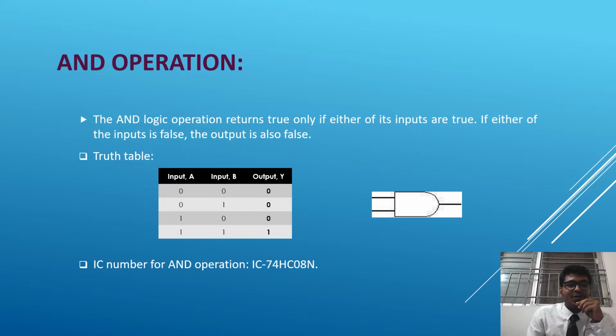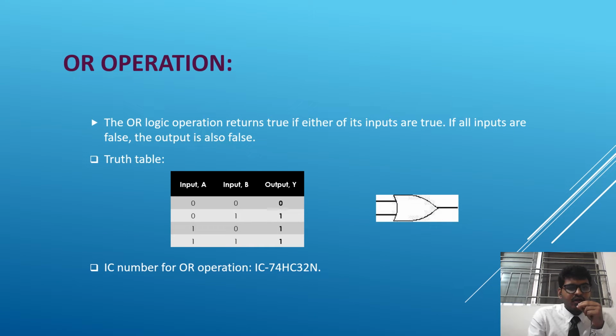There are 3 basic logic gates: AND gate, OR gate, NOT gate. AND operation. The AND logic operation returns true only if both of its inputs are true. If either of the inputs is false, the output is also false. IC number for AND operation: 74AC08N. Now turn to the next slide.